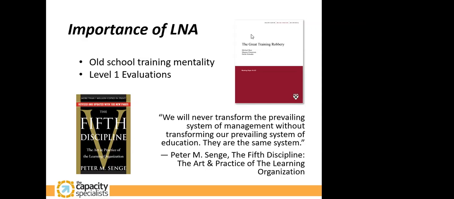Peter M. Senge, he said in the book that we will never transform the prevailing system of management without transforming our prevailing system of education. They are the same system. He goes on to say that cash flow and knowledge flow should go together. When they are separated or one is less, the body dies or the brain dies. So this is an amazing book that I believe you should be able to find PDFs of. I don't know if you can buy it anymore, but I cherish my copy.